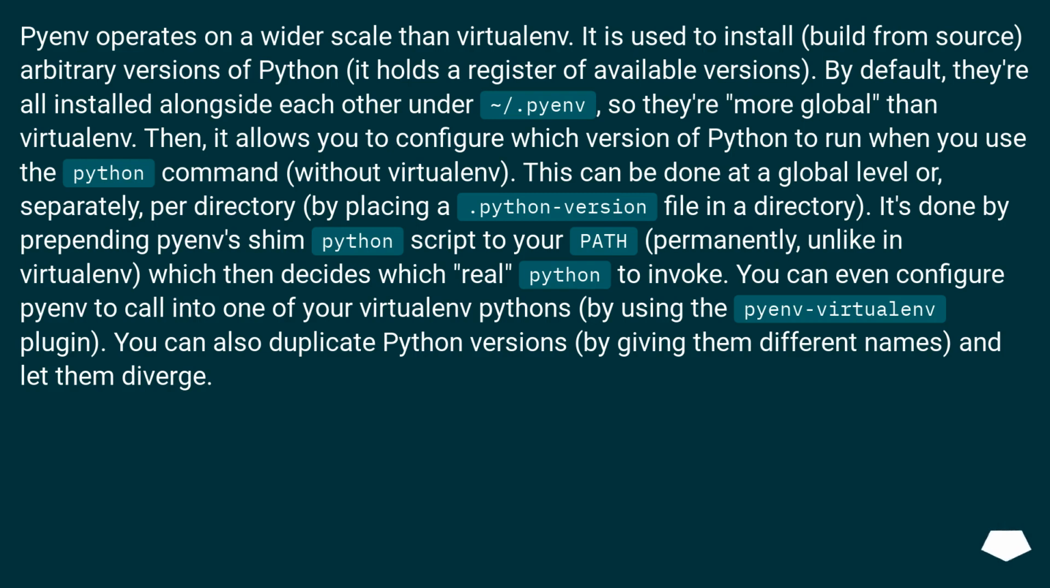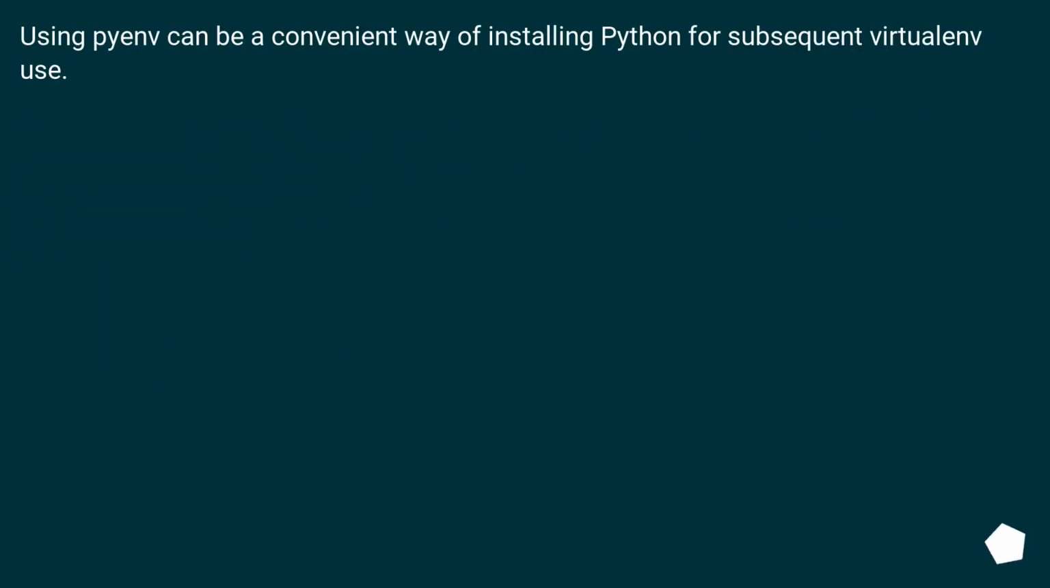This can be done at a global level or, separately, per directory, by placing a .python-version file in a directory. It's done by prepending pyenv's python script to your path, permanently, unlike in virtualenv, which then decides which real Python to invoke. You can even configure pyenv to call into one of your virtualenv Pythons, by using the pyenv-virtualenv plugin. You can also duplicate Python versions, by giving them different names, and let them diverge. Using pyenv can be a convenient way of installing Python for subsequent virtualenv use.